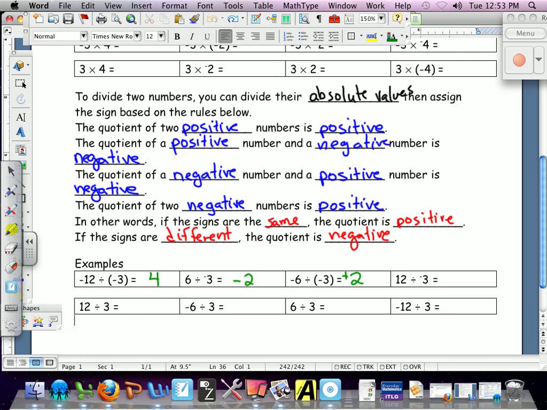12 divided by negative 3. Negative 4. What about 12 divided by 3? 4, just like it's been for quite a while now. Negative 6 divided by 3, ma'am. Negative 2. What about 6 divided by 3? 2. And the last example we have here is negative 12 divided by 3. Negative 4.